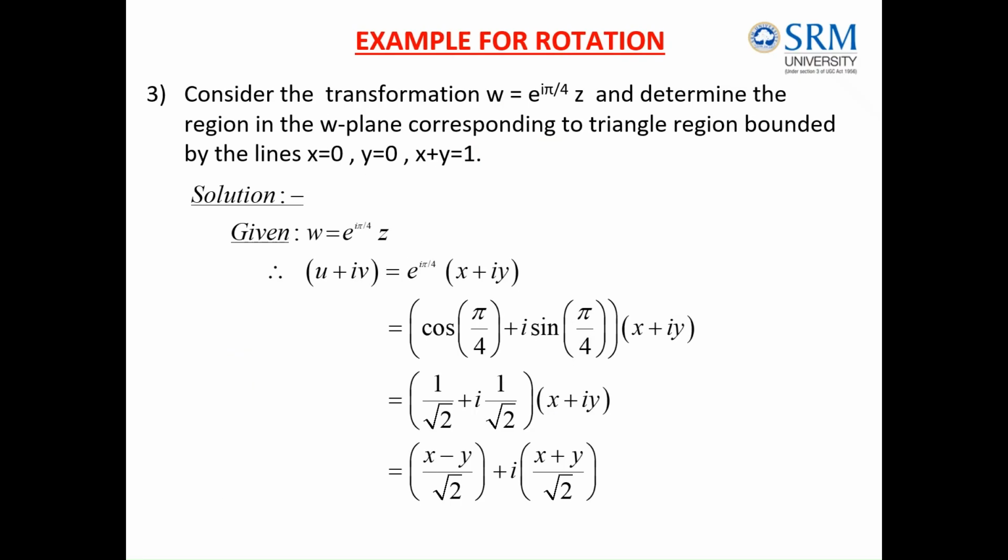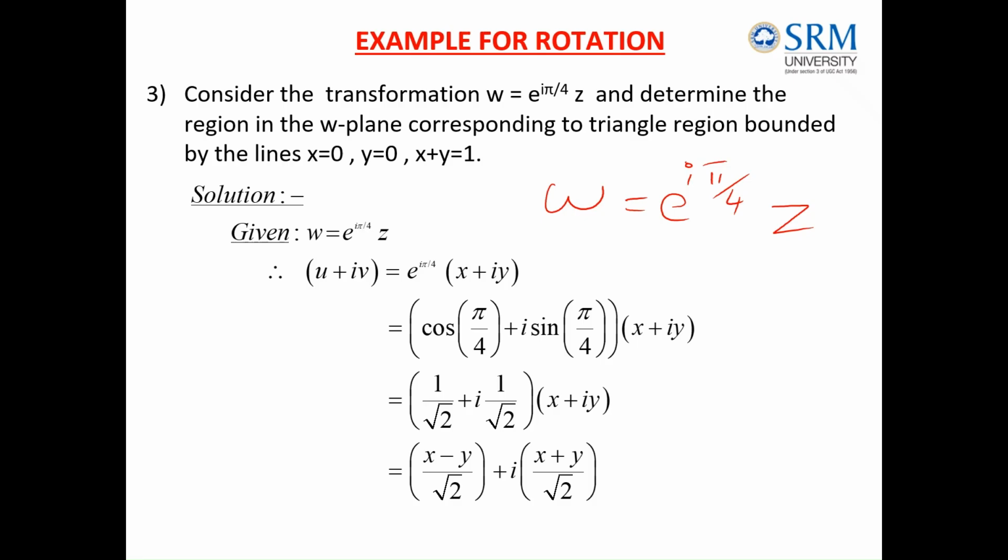So next we are going to see the next example where the transformation is w equal to e power i pi by 4. So it is of the form e power i theta. It shows that it is a complex number. So you can understand that this transformation will give you a rotation and the angle is pi by 4. Okay. So upon seeing the problem, we can understand this.